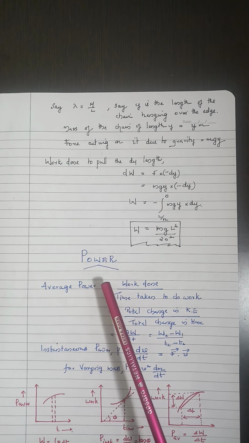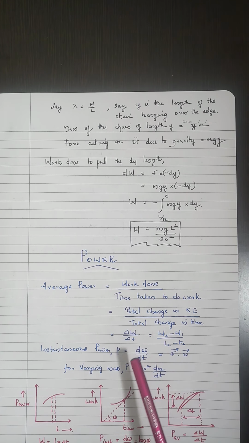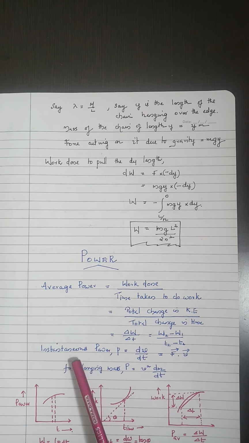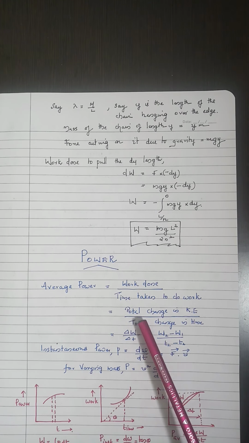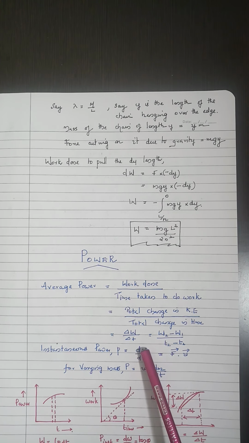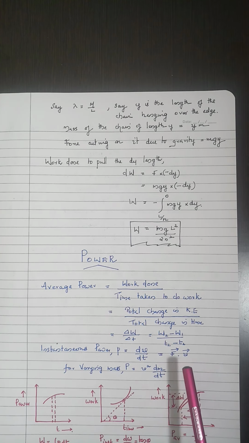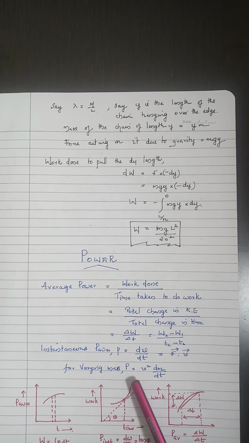While considering the previous year question papers, we have to give importance to two terms, the average power and instantaneous power. Average power is the work done by the time taken, or we can say the change in kinetic energy by the total change in time. The instantaneous power, dW by dt, is F dot v. For the variable mass concept, you can use P equal to v square dm by dt.